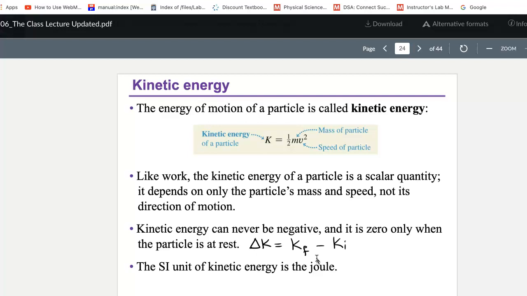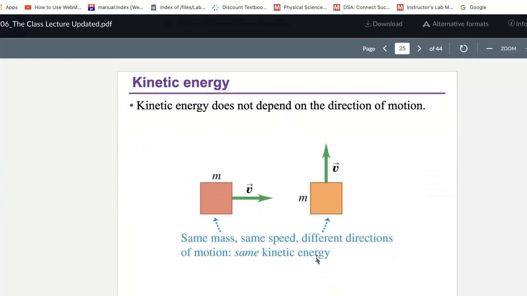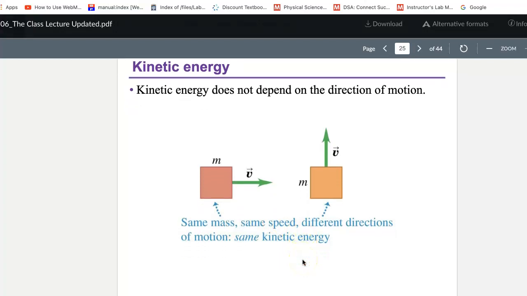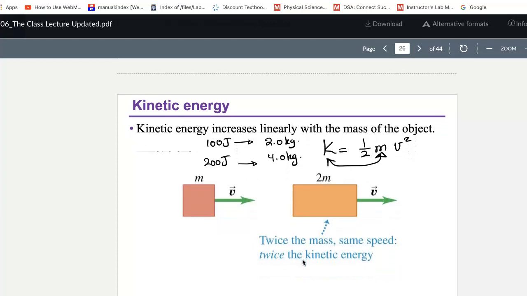The change in the kinetic energy is K final minus K initial, and the unit used for kinetic energy is joules. Same mass, same speed, different directions of motion, same kinetic energy; it has nothing to do with the direction. But when you look at the kinetic energy, it is increasing linearly with the mass of the object.